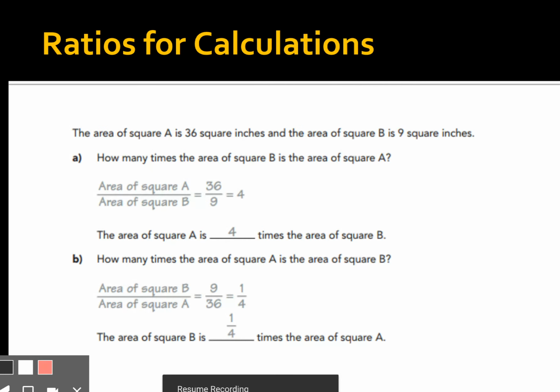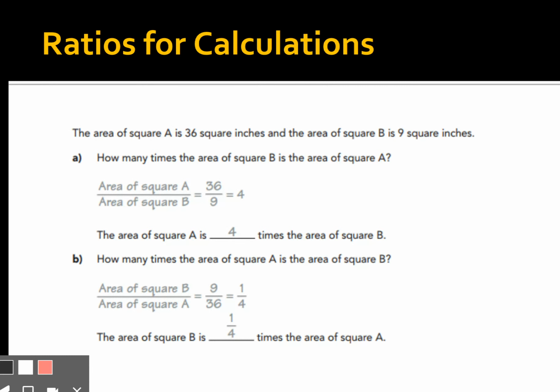And the last part of this lesson is talking about using ratios for calculations. A lot of times when working with ratios or comparing two things, they'll say how many times as large or how many more of a certain thing. So we can actually use that ratio to do the calculation to figure it out. So we have this example here where it says the area of a square A is 36 square inches and the area of square B is 9 inches. So they want to know how many times the area of square B is the area of square A.